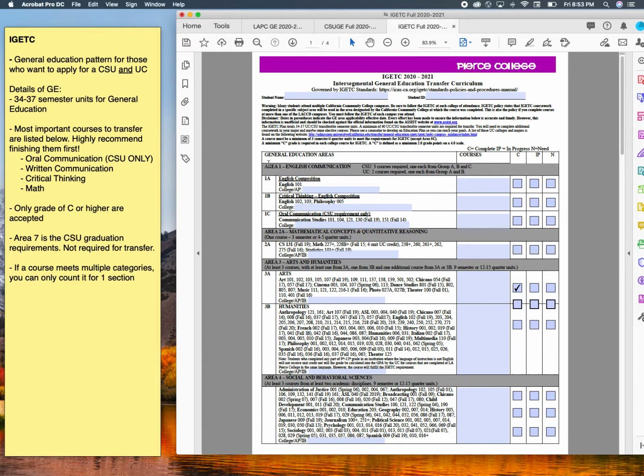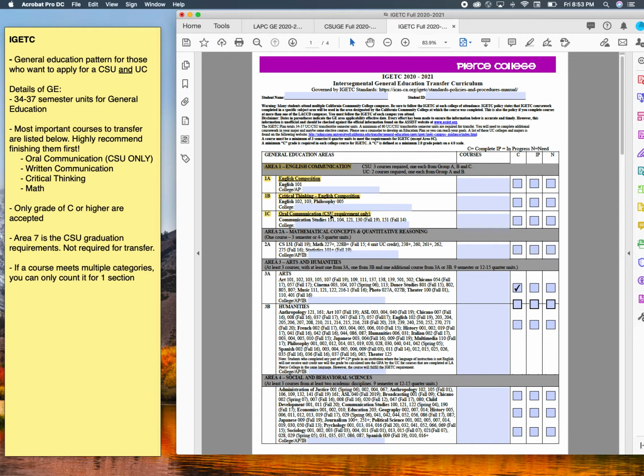So the first section is Area 1, English Composition, okay? Area 1A is English Composition, so that's one English class there. Area 1B is Critical Thinking. I'm sorry, it's also English composition. This is also the second level class. This is critical thinking. And then the third one is oral communication, Area 1C.